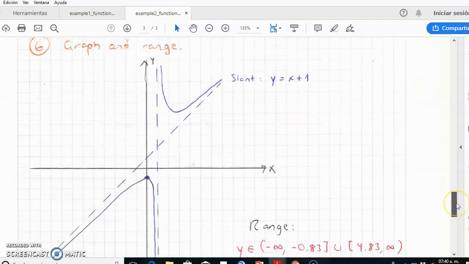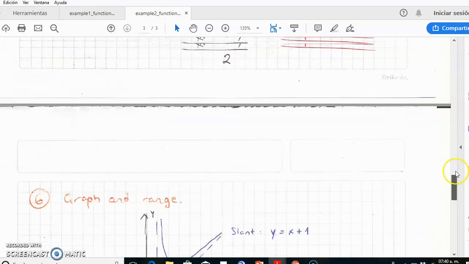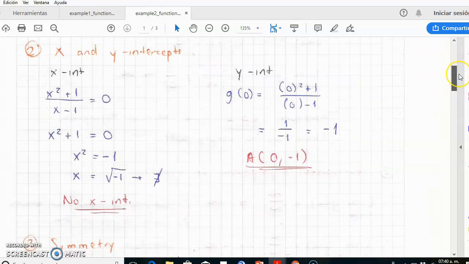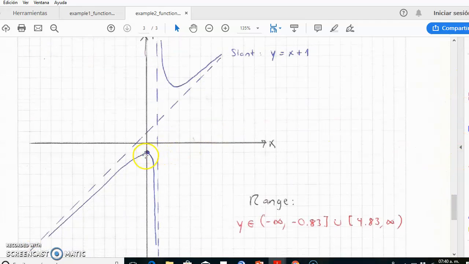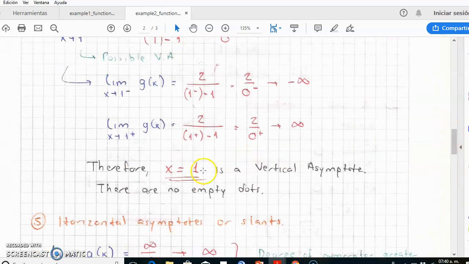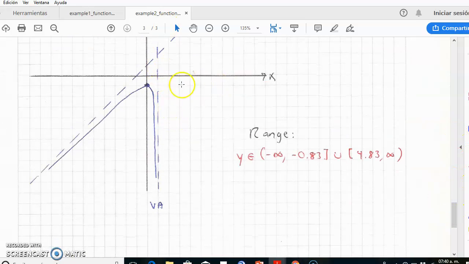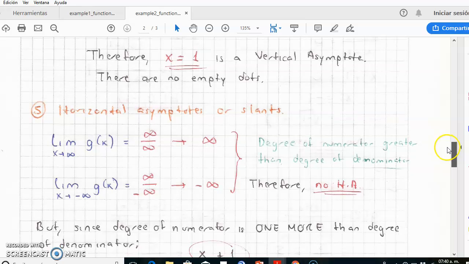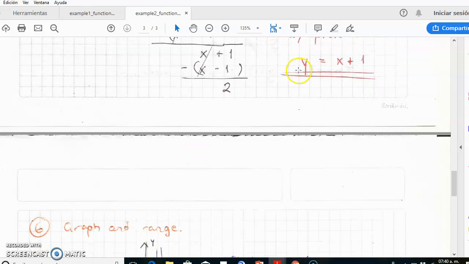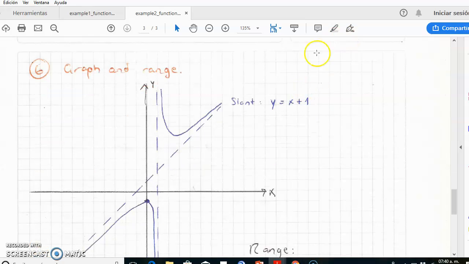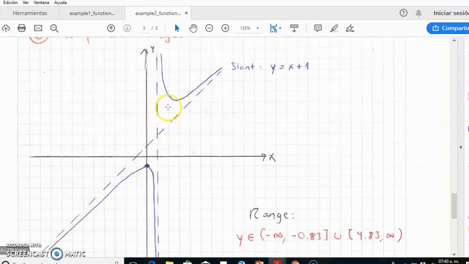Now, with all the information, we're going to graph. Remember, we need to plot the x-intercepts, y-intercepts, etc. Let's go step by step. You remember the x-intercept, there weren't x-intercepts, and the y-intercept is (0, minus 1). So (0, minus 1) is the y-intercept. The vertical asymptote is x equals 1, which is this one. There's no horizontal asymptote, but there is a slant asymptote. So the slant asymptote y equals x plus 1 is this inclined line.